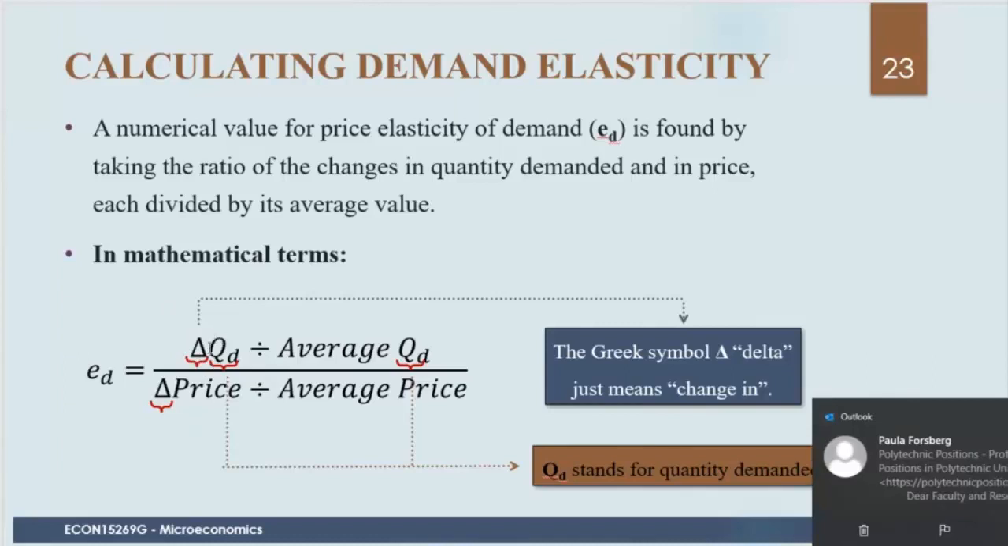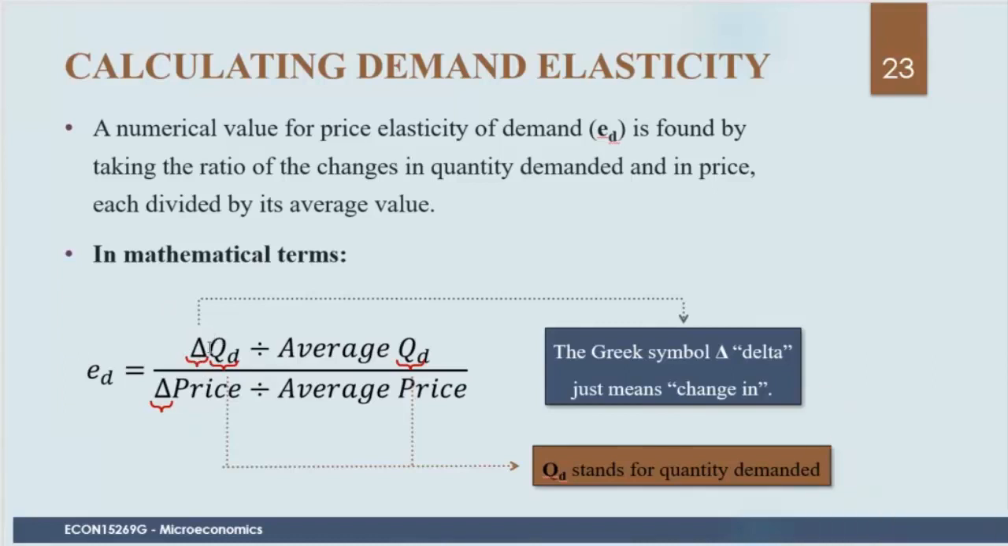When we calculate the percentage change, we don't do it the normal way. We divide it by the average. So for the percentage change, we look at the change in Q and then divide it by what the average is. That's talked about in the lecture.